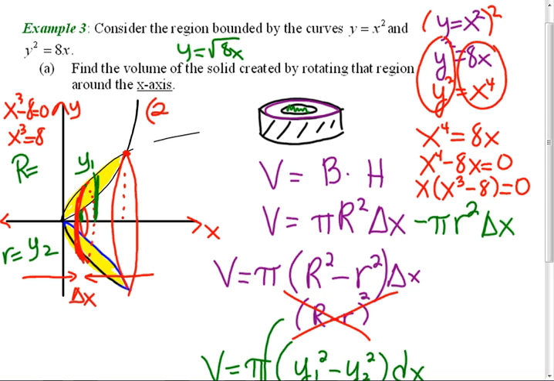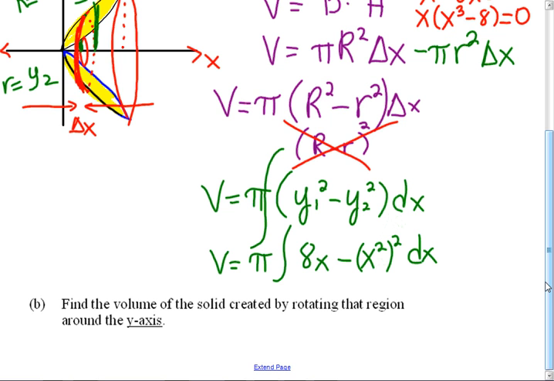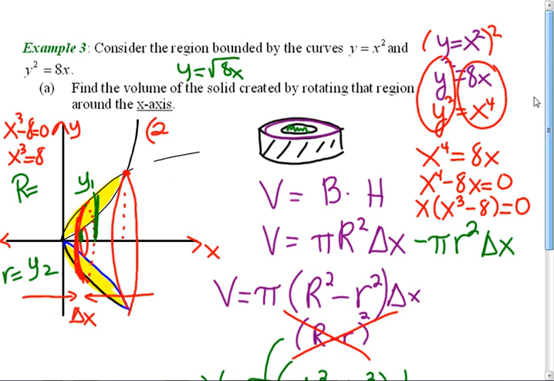Okay. Can you find y anyway? You're right, 0 to 2, but you know what? I'm going to rotate this the other way, so I'm going to need it. So 0 to 2. What would the y coordinate be? I can use either one of these. I can either use y equals x squared or y squared equals 8x. So 2 squared is 4.